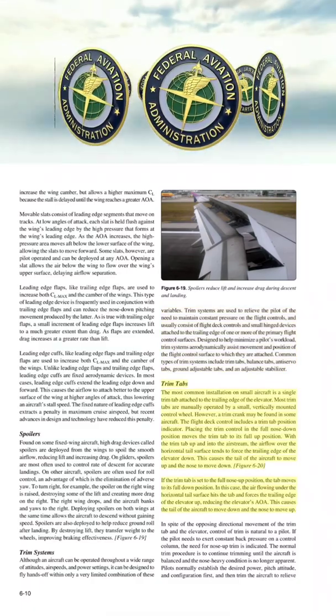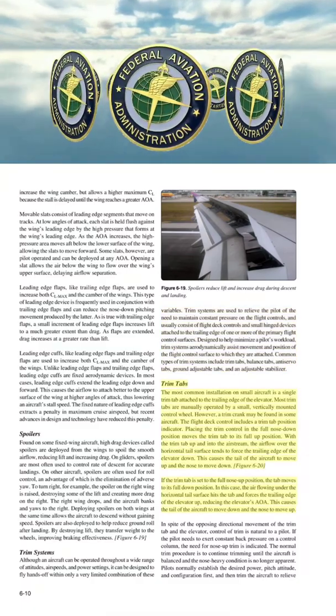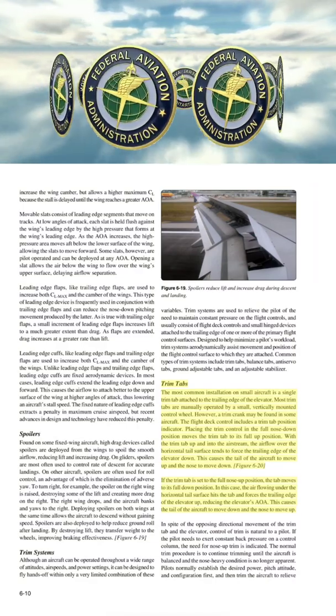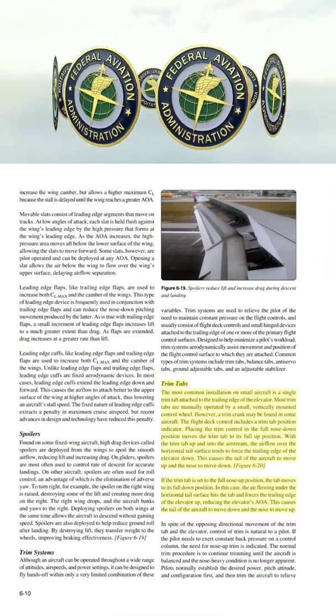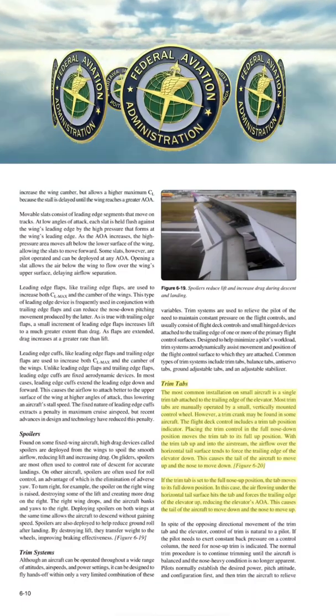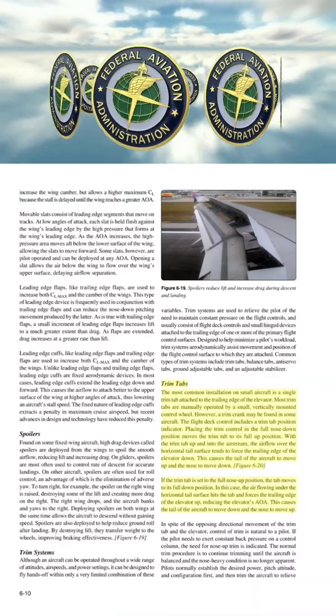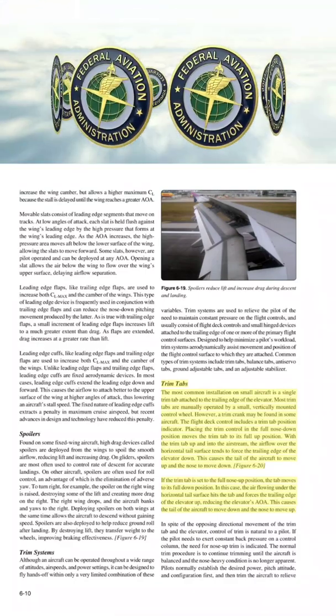Trim tabs. The most common installation on small aircraft is a single trim tab attached to the trailing edge of the elevator. Most trim tabs are manually operated by a small, vertically mounted control wheel. However, a trim crank may be found in some aircraft. The flight deck control includes a trim tab position indicator.